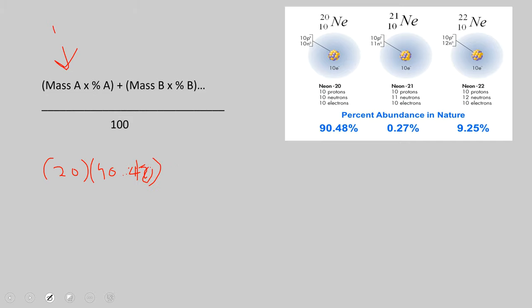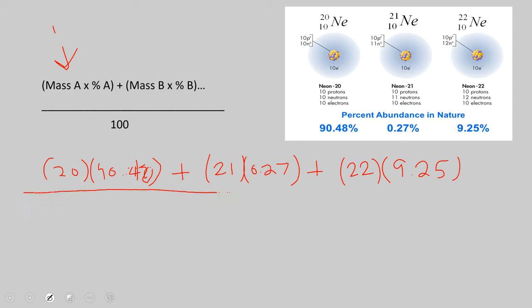Then we're going to add that to the mass of neon 21 times the percent of neon 21, 0.27. Then we're going to add that to, lastly, neon 22 multiplied by its percent abundance, which is 9.25. Okay, so those are all of our isotopes with their percent abundances. We're going to divide that all by 100.